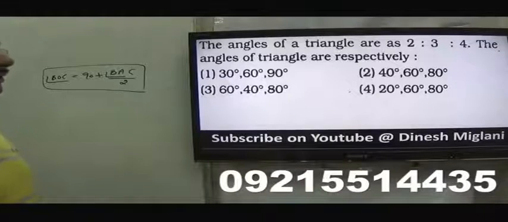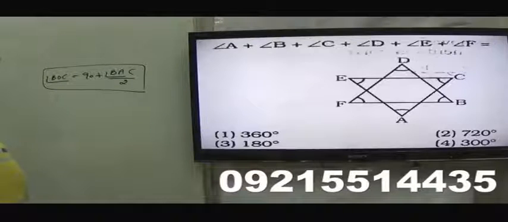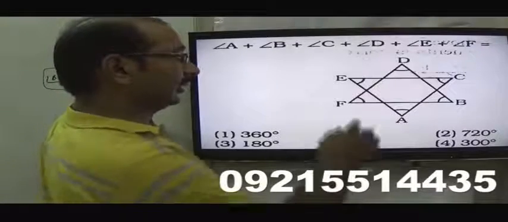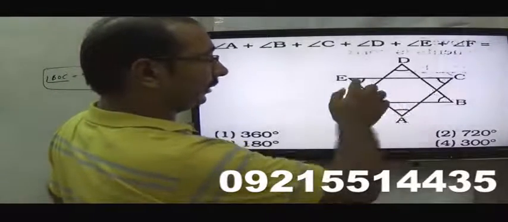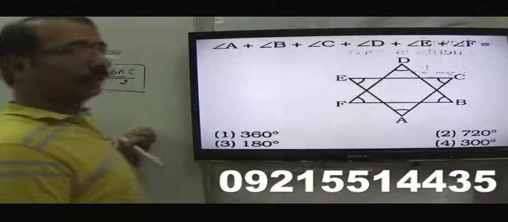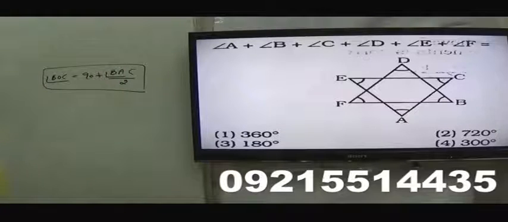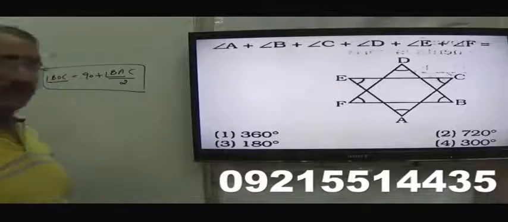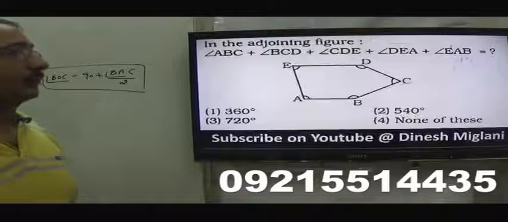Angles of a triangle are in the ratio 2:3:4. Find the angles of the triangle. Very simple. 2, 3, 4 is 9. We can easily answer it. I have to find the sum of all the angles, right? A plus B plus C, D plus E plus F. When I look at it, A plus C plus E, F plus B plus D. Sum of the angles of two triangles. We know that the sum of angles of a triangle is 180. The sum of the angles of two triangles is equal to 360. Hence I can say first is my answer.